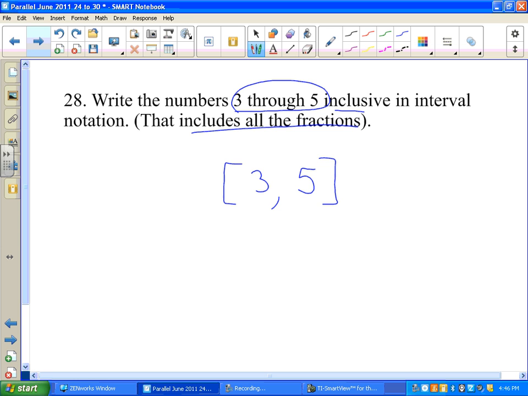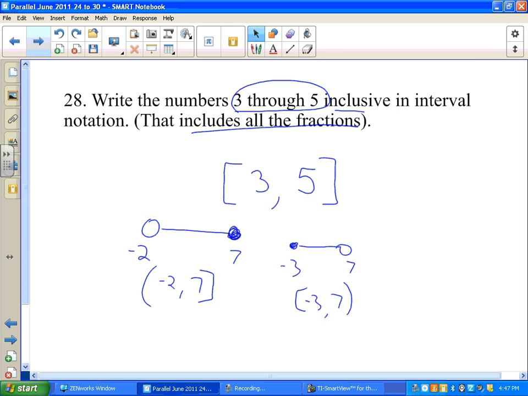If it didn't include, let's say there was something like this, we're given a picture like this on a number line. That's -2, that's 7. So then this would be a parenthesis, and that would be a bracket. If it was something like this, where we have -3 up to 7, then -3 would be in the square bracket because it's filled in. 7 would be in the parenthesis. So those are a whole bunch of things about interval notation.